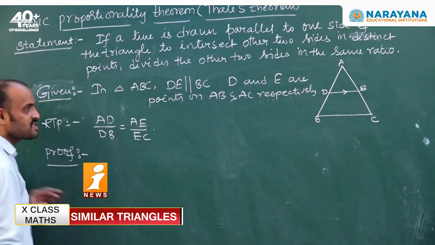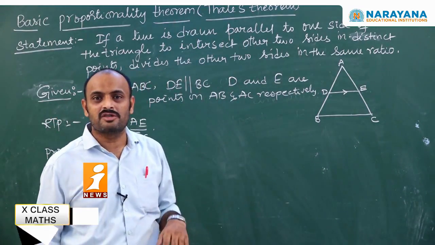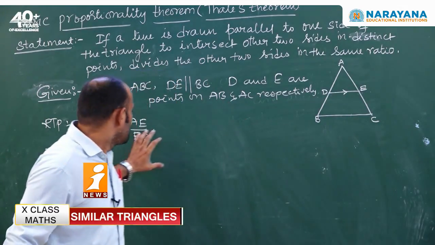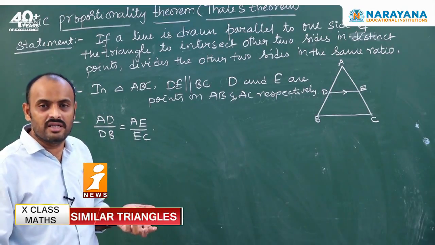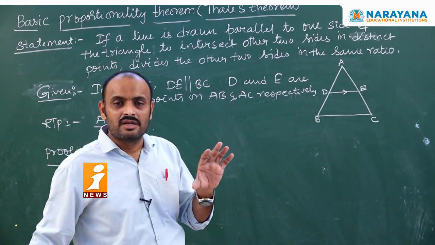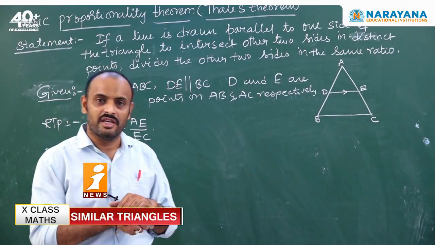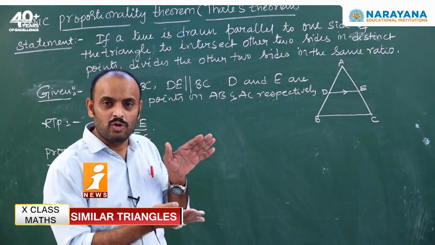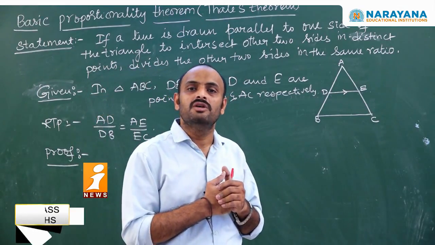So to prove this basic proportionality theorem, also called Thales theorem because Thales is the scientist who invented this theorem, we need to recollect some concepts that we learnt in 9th class. If two triangles have the same base and lie between the same parallels, their areas are equal. Triangles on the same base and between two parallels have equal areas. This concept we need to remember.